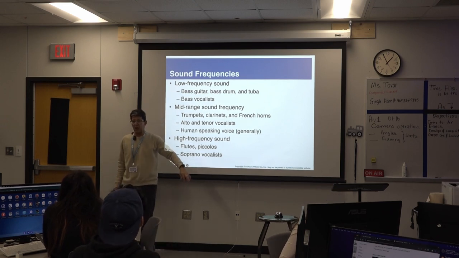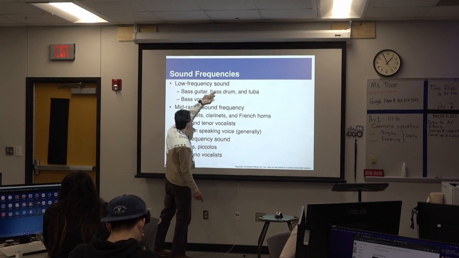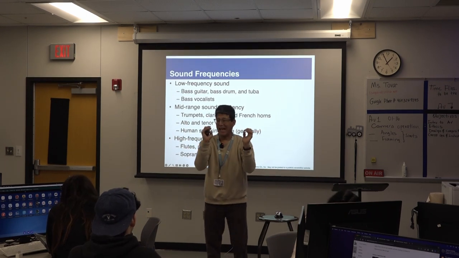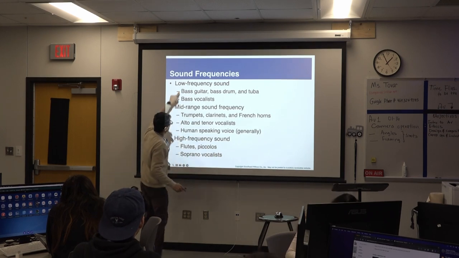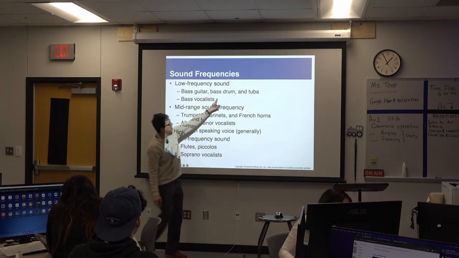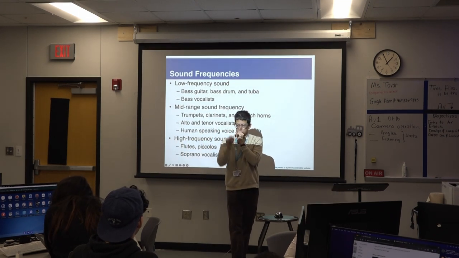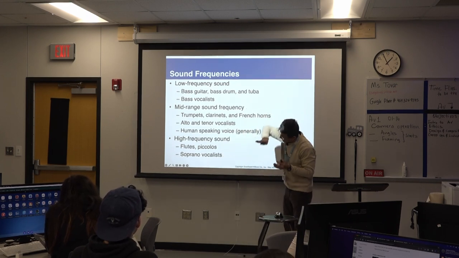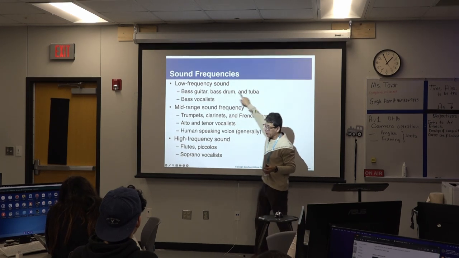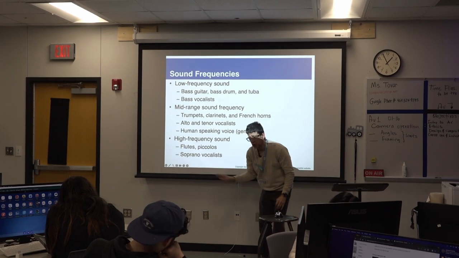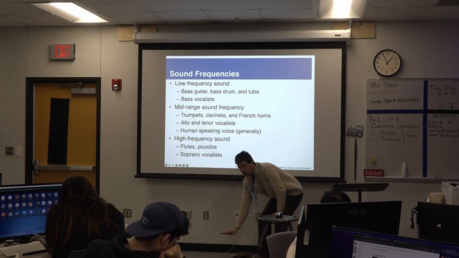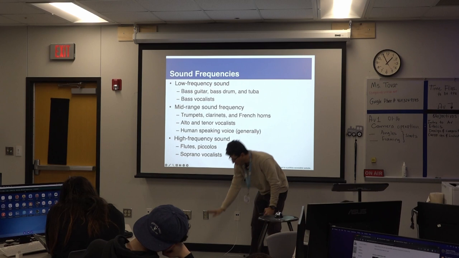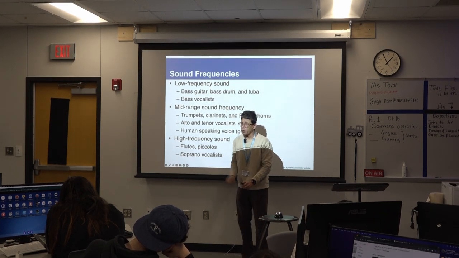All right, sound frequencies. Remember we talked about this a few days ago. Look at that. Low frequency is part of the range that makes up a sound itself. Examples of low frequency sounds are bass guitar, bass drum, and the tuba. If we put that into a graph, those sounds or frequencies would be about 15 to 20 hertz. The bass, boom, boom, boom. But that is right here, 20 hertz. Same with the bass drum.